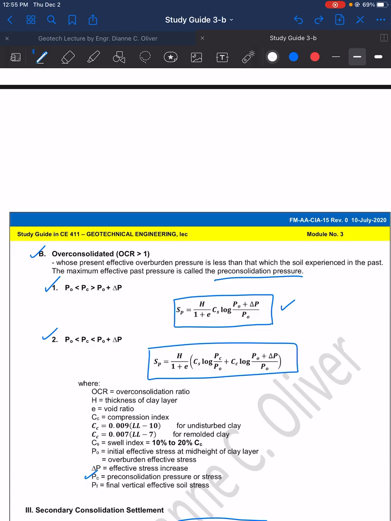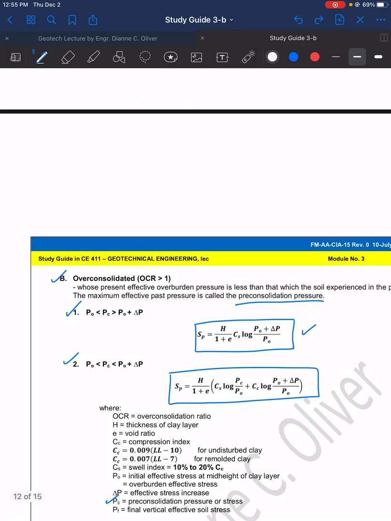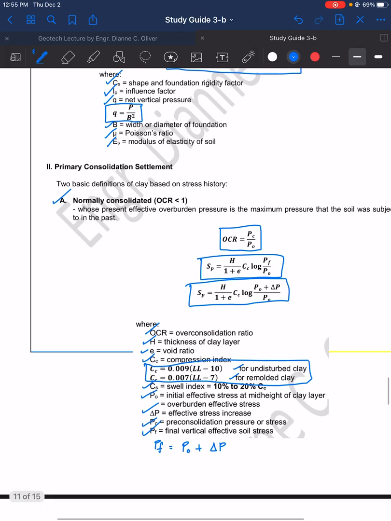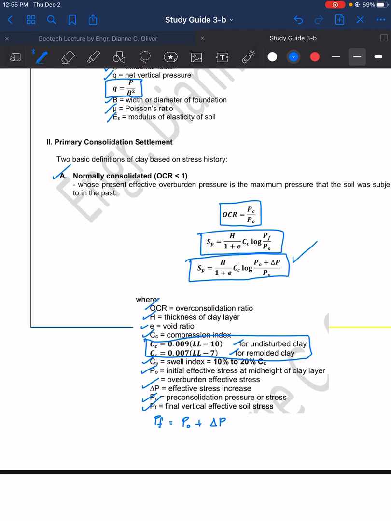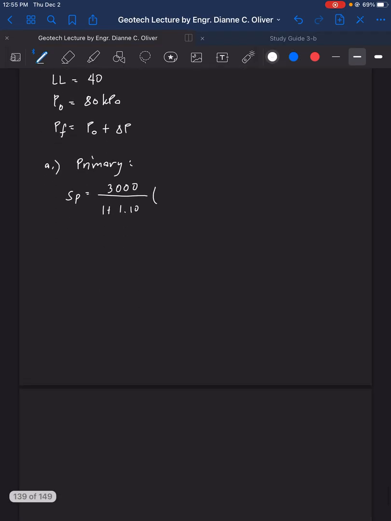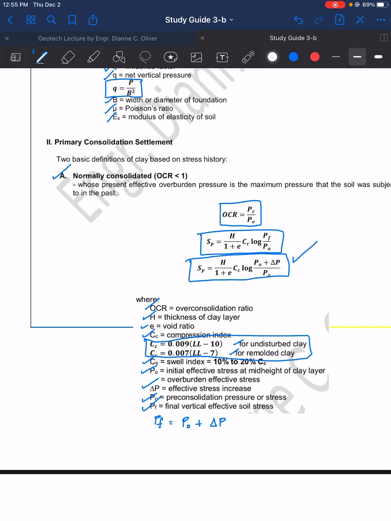Okay. Therefore, since there is no mention for P sub C, we can then conclude that this is the one being used. So S sub P, or I should write the formula first. So S sub P is H over 1 plus E, CC log of PF over P sub O. So let's see if we did it right. Okay, so we did it right. Now we need to have the value of C sub C.